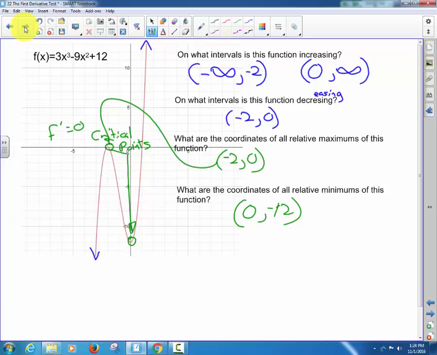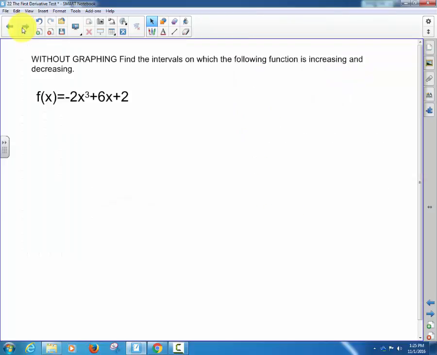But finding increasing and decreasing and finding relative max and relative min is relatively easy if you've got a picture, isn't it? I liked the pun there, didn't you? I like that you laughed at it. That gets you a brownie point sometimes.